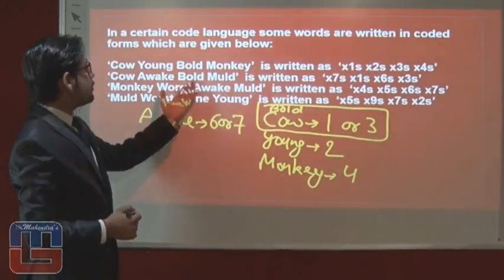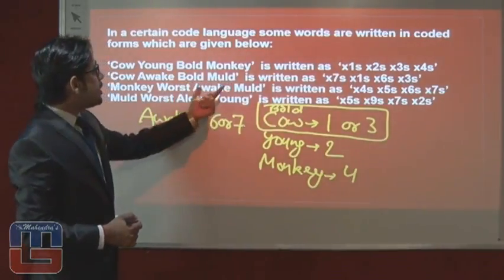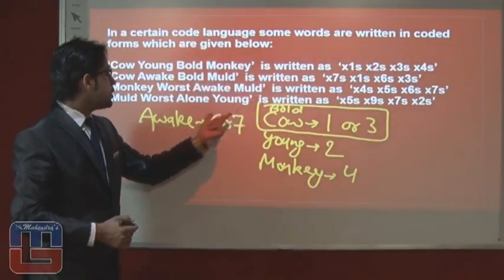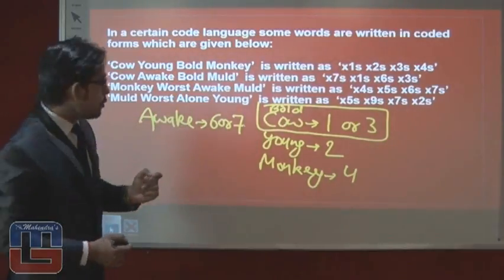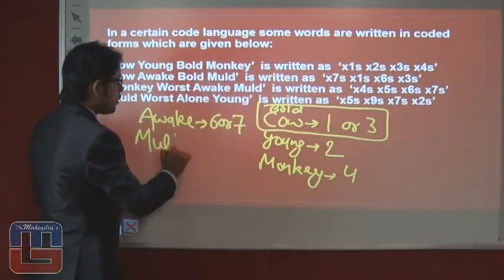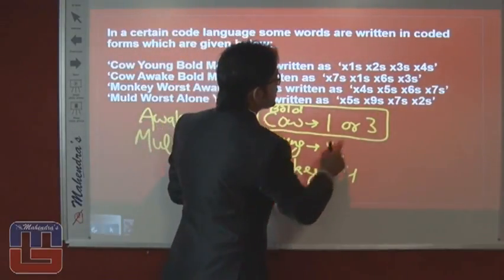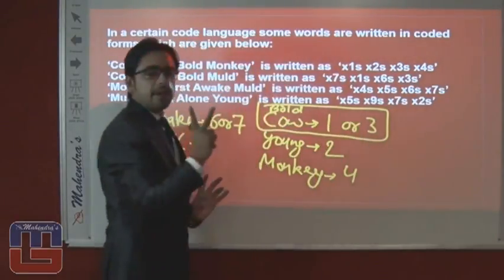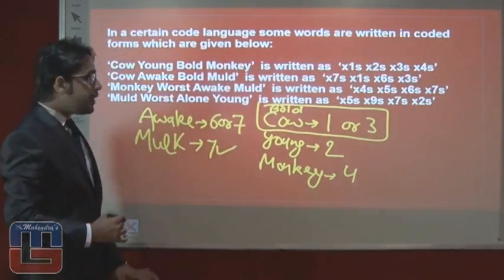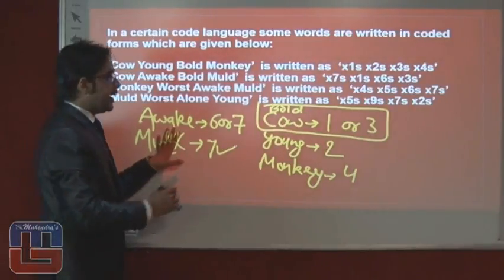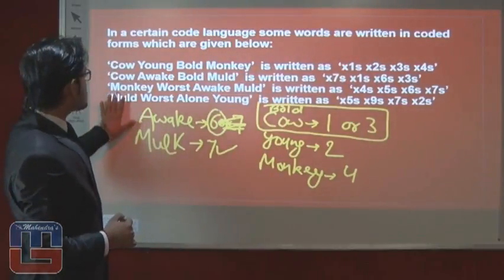Let's move towards the next word. Bold we have already found. Next word is merged. Merged is written in statement second, statement third, and statement 4. So we can easily find the right code for merged. It will be X7 or X6. X6 is written in only 2 cases, so the right answer for merged will be X7. Now we can conclude the code for awake. It will be X6. Let's move on towards the third statement.